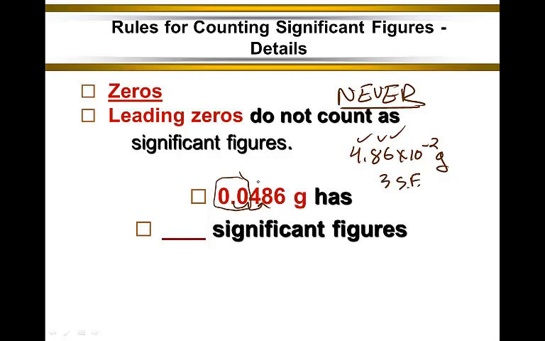Well, let's do it down here. These guys don't count because they're leading zeros. These do. Hey, look, they match. If you do it that way and they don't match, one of your answers is wrong, which means go back and look at it again.